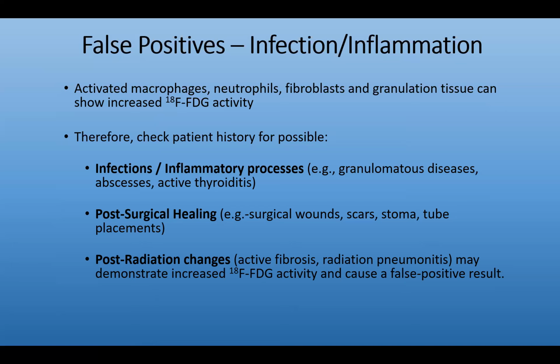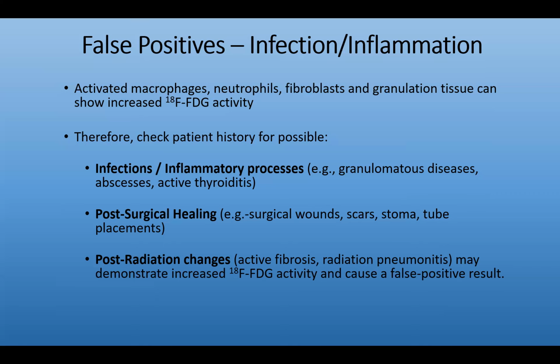If the patient is relatively early on post-surgical, there may be healing going on in the surgical wounds, scars, stomas. If they have a tube placement or drains, we may see uptake in those areas. And then there can be changes due to radiation. So there can be fibrosis, there can be radiation pneumonitis in the lungs, and all of these are due to inflammation and can cause increased uptake in the lung area and cause a false positive result.